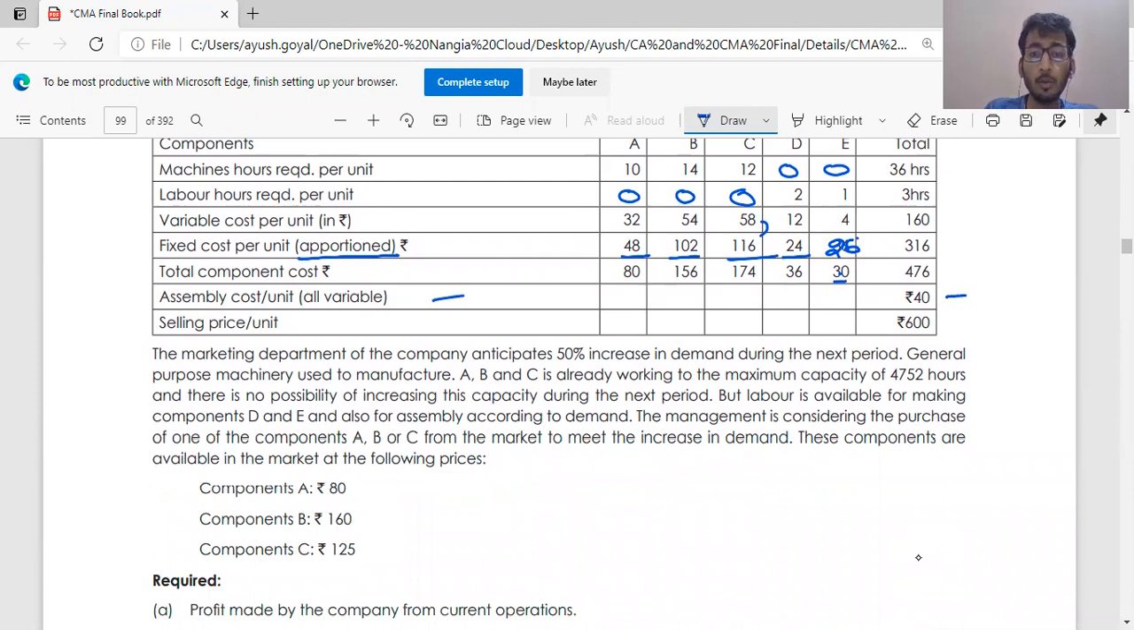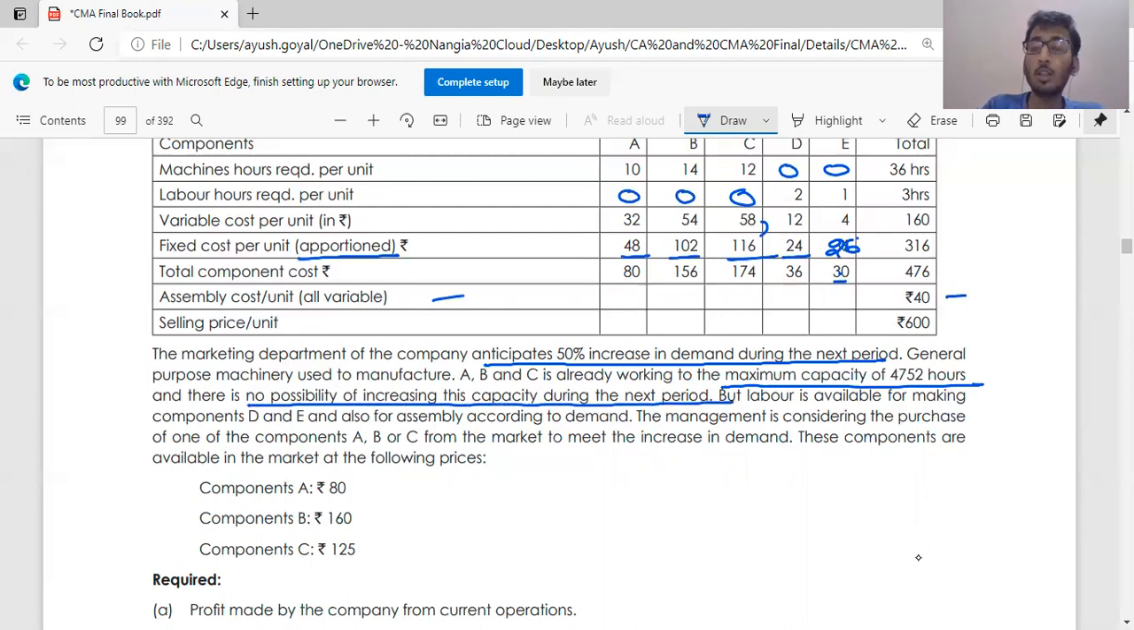Now the marketing department of the company anticipates a 50% increase in demand during the next period. So in the next period we will have an increase of 50% in the demand. The general purpose machinery used to manufacture product ABC is already working at the optimum, or I can say maximum capacity. The maximum capacity of machinery is 4752 hours, and we do not have any possibility to increase the capacity for the next period. For D and E, we do not have any limitation because the limitation of general purpose machinery is used in ABC only.